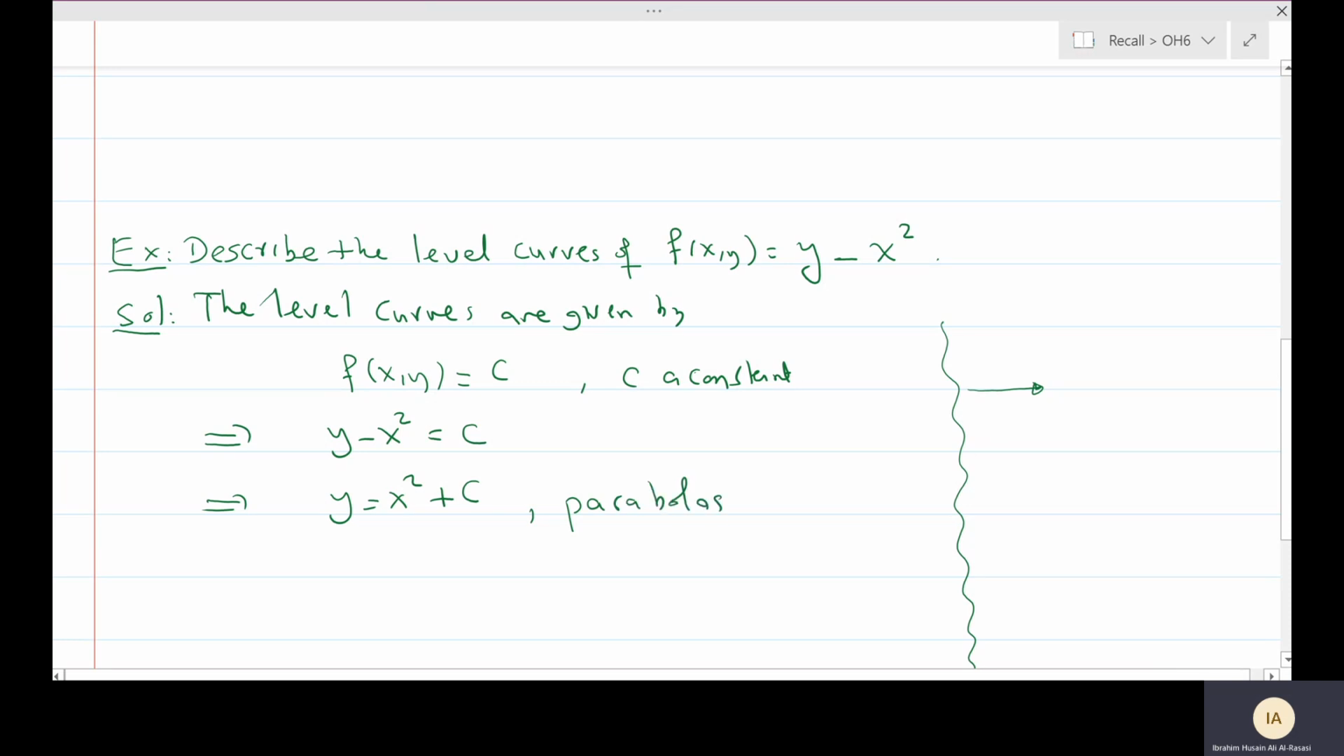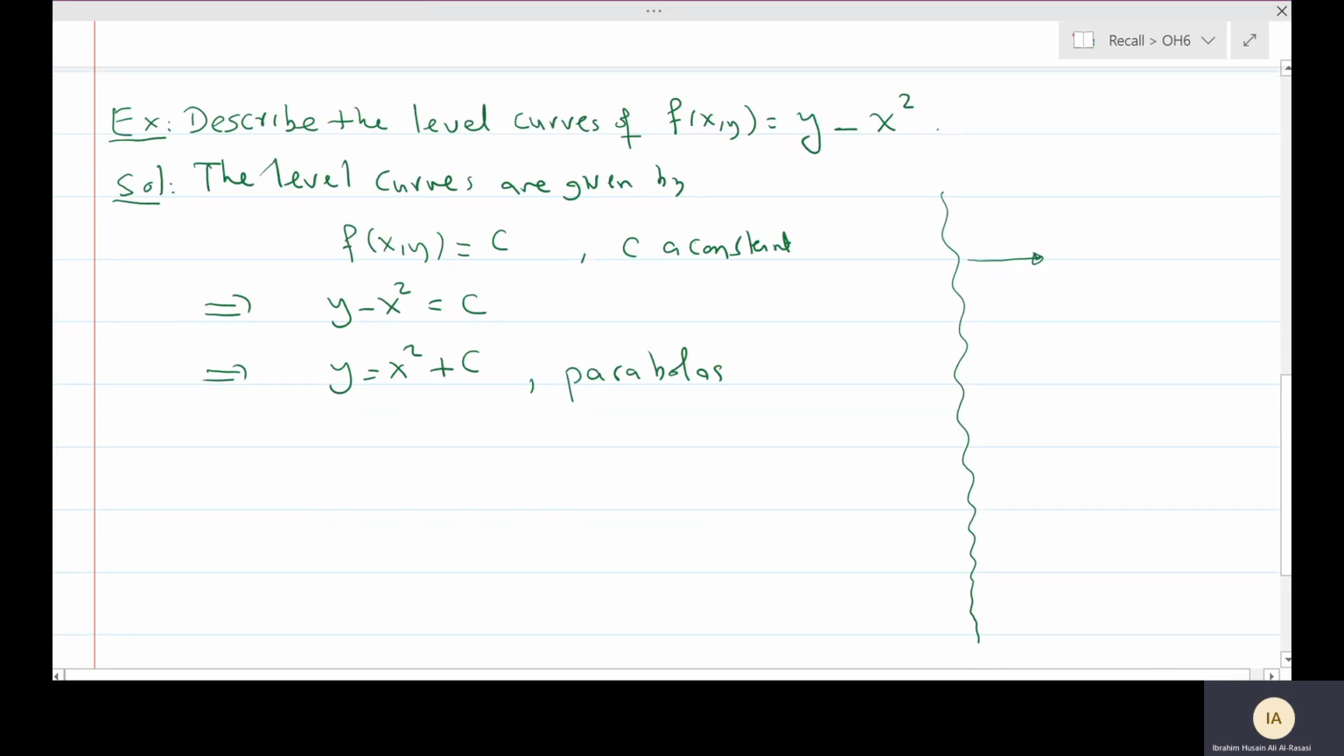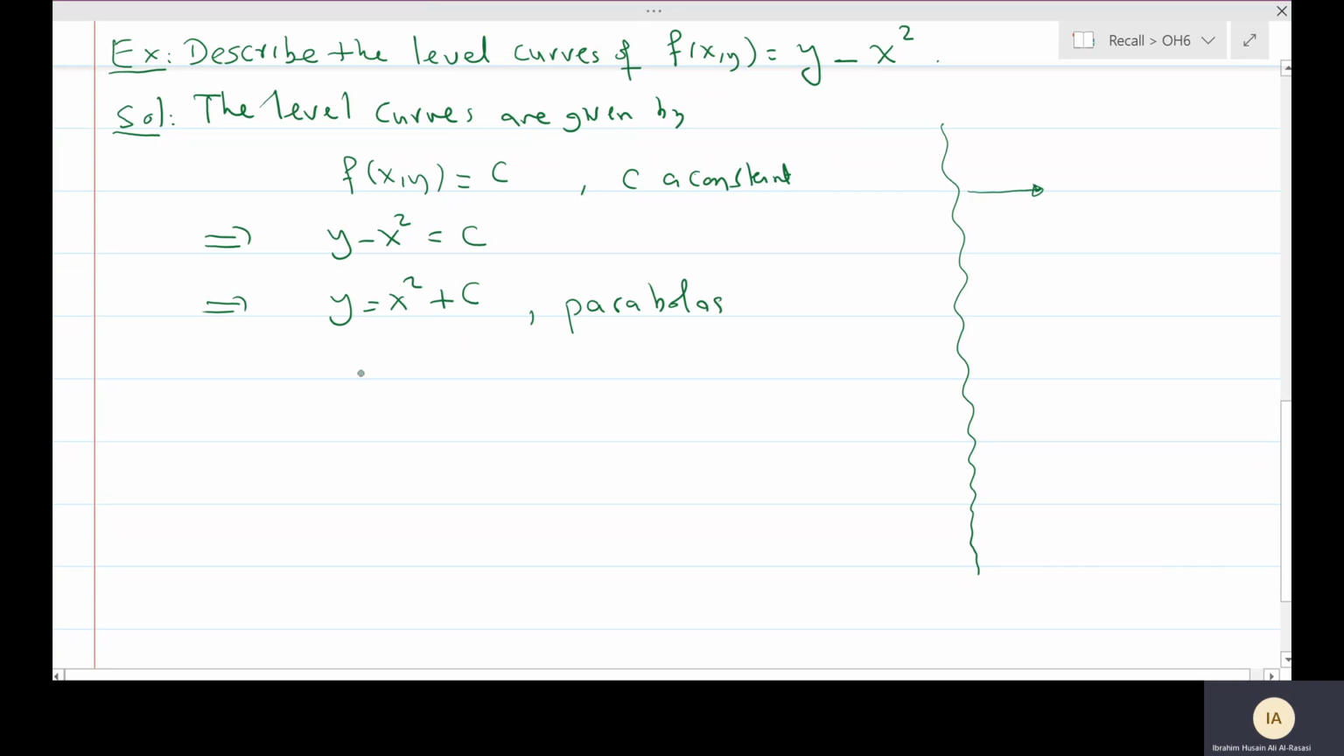They are curves in the domain of the function. The domain will be in the xy plane, and they are parabolas. For different c, you can choose different values of c to see what happens. So this is the domain in the xy plane, x and y. If I take c equal to 0, I get y equals x squared. So this is the curve here, y equals x squared.